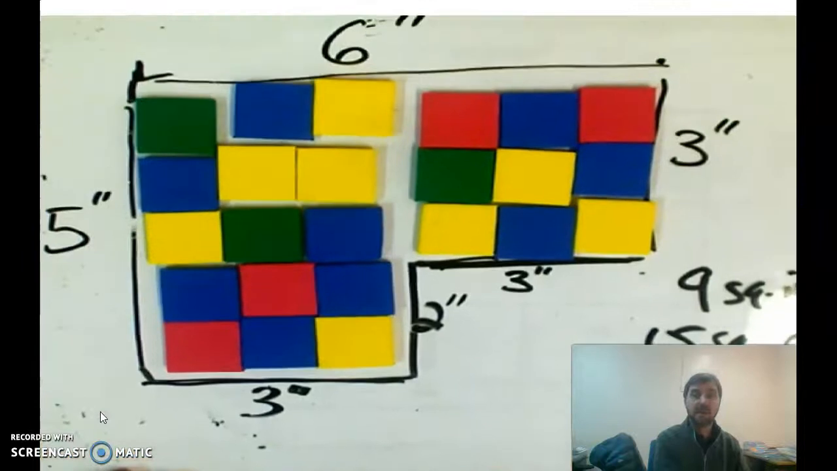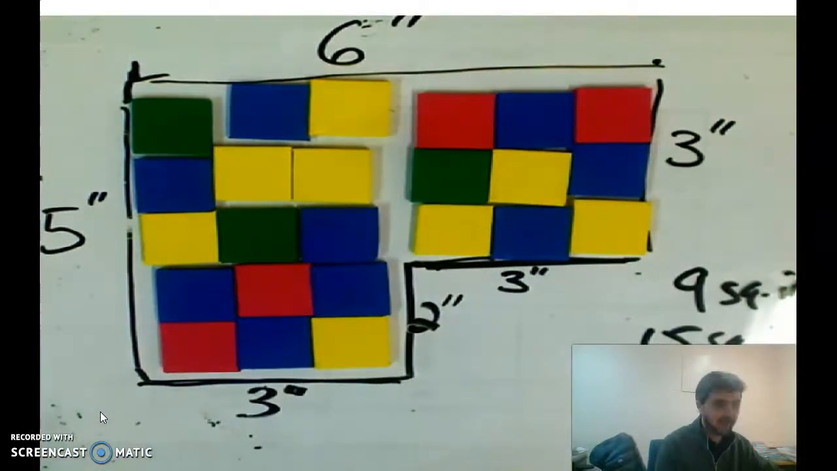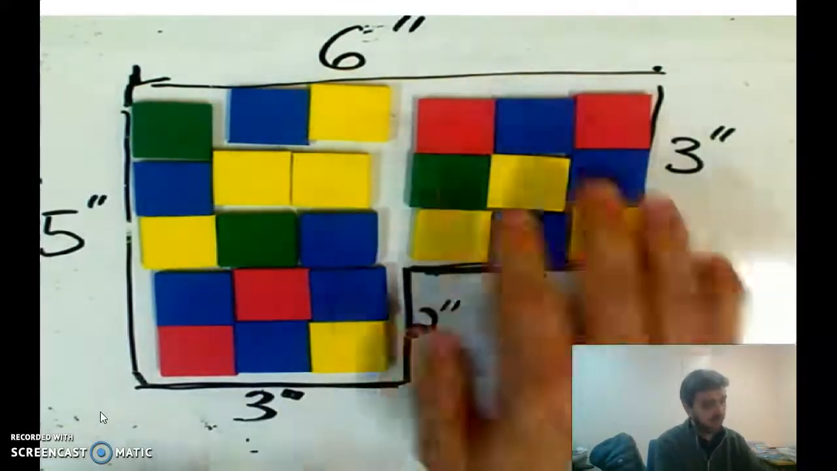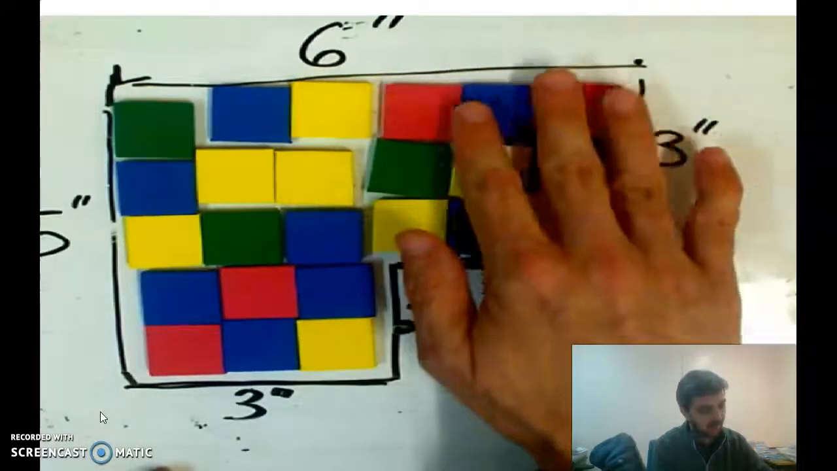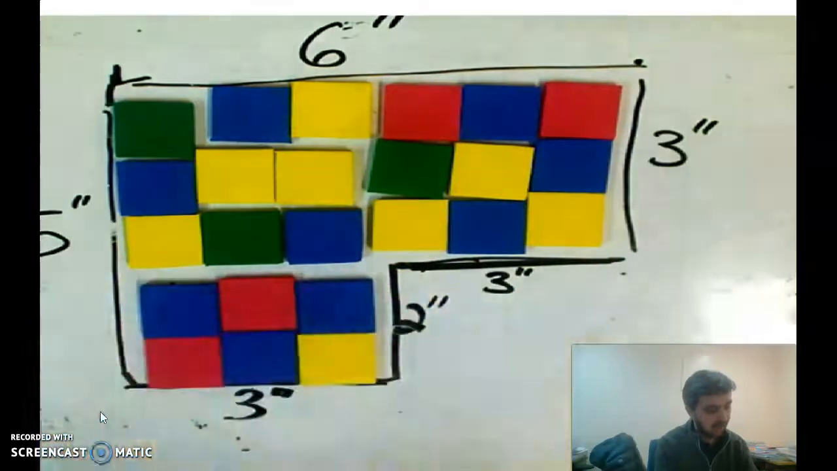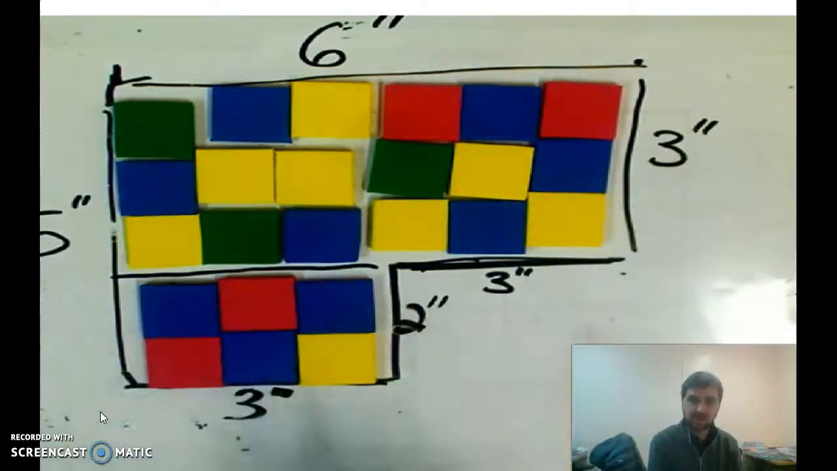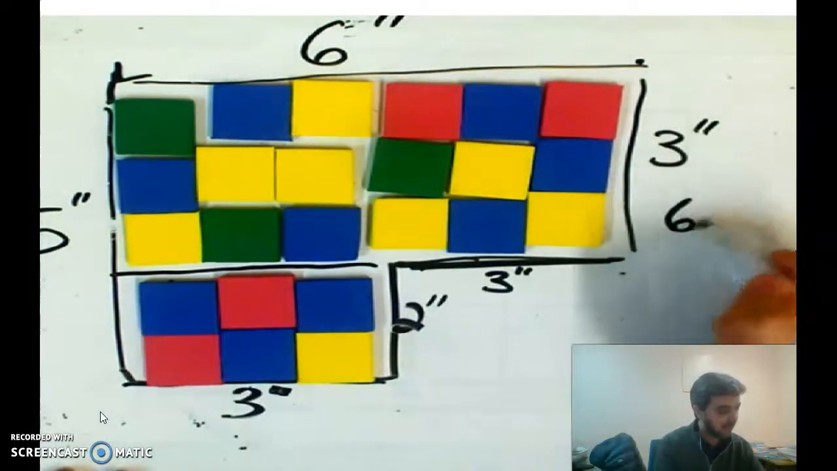Okay? Now, what if we split it the other way that we had it, which was here. Okay, so let's put a line here. So this little rectangle would be 6 square inches.